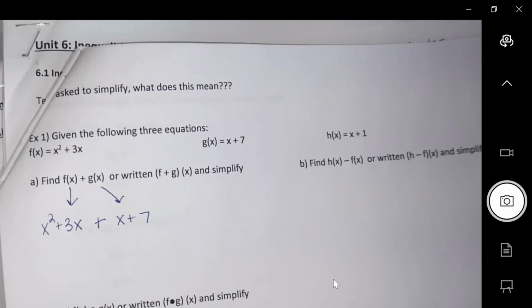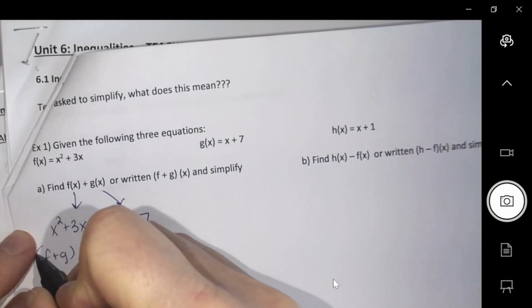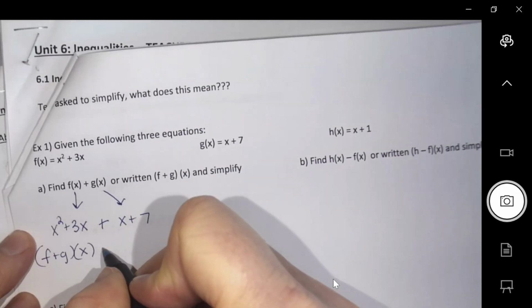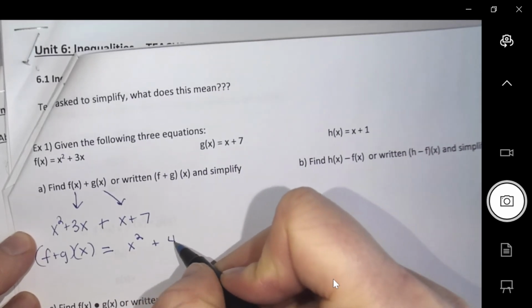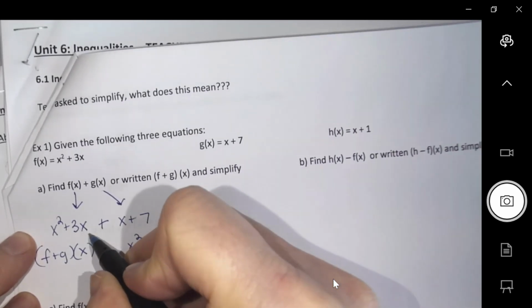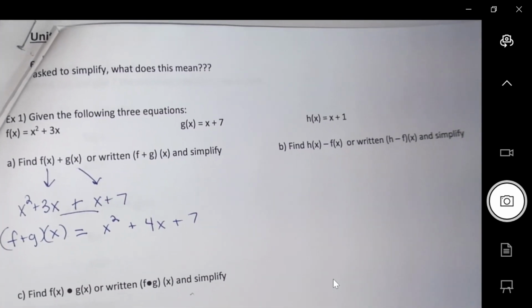Collect terms if you can, okay? I always get somebody who makes this mistake. They try to factor it. Factoring is actually the complete opposite operation of simplifying. Okay, so I'm going to finalize it here. F plus g of x equals x squared plus 4x plus 7. Okay, because I put those terms together.